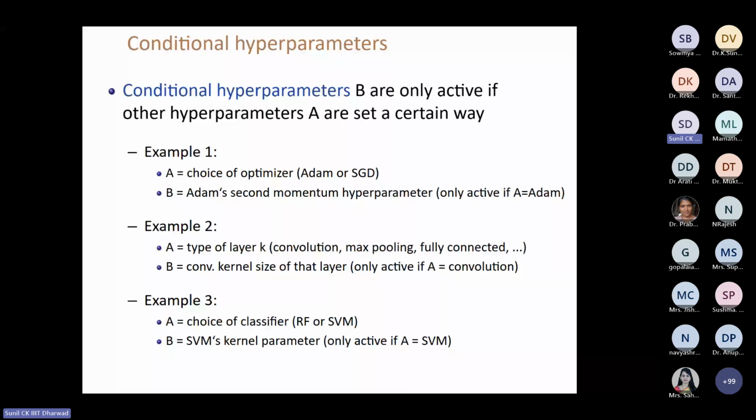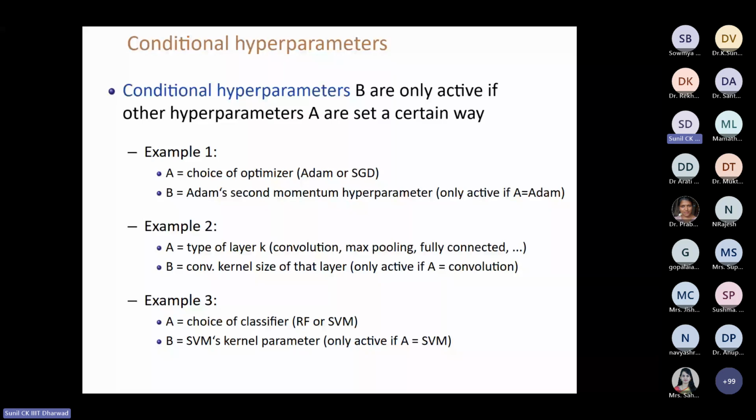So example one: hyperparameter A is the choice of optimizer, either Adam or SGD. Then Adam's second momentum hyperparameter is only active if A is equal to Adam. That's how you are going to select them.